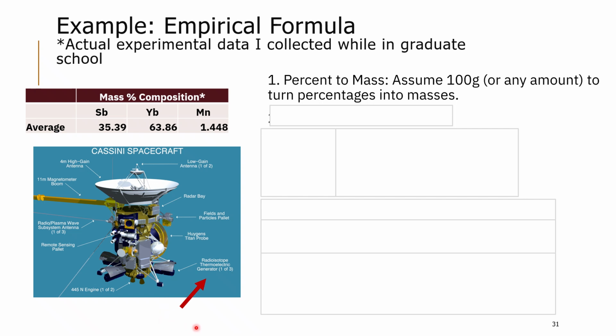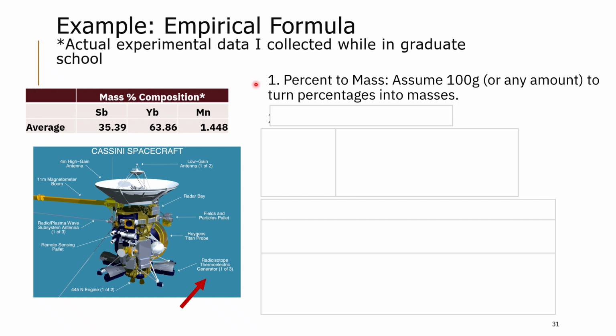This image shows the Cassini spacecraft, including a section labeled as a radioisotope thermoelectric generator, or RTG. RTG units are used to power spacecraft that are too far away from the sun to rely on solar panels. During graduate school, I researched thermoelectric materials that are used inside of radioisotope thermoelectric generators to convert heat into electricity, including a material made from ytterbium, antimony, and manganese. Here's some mass percent composition data that I collected during graduate school. Let's determine the chemical formula of this compound.